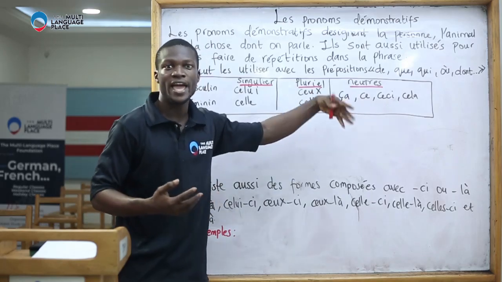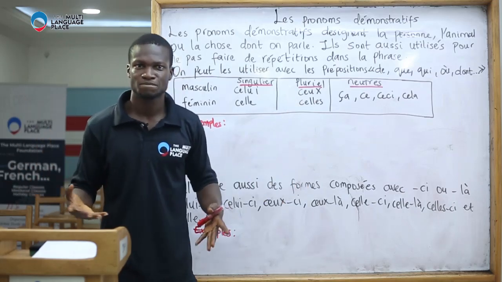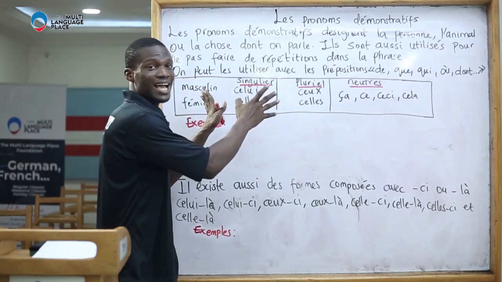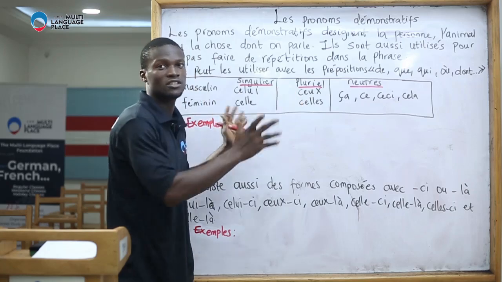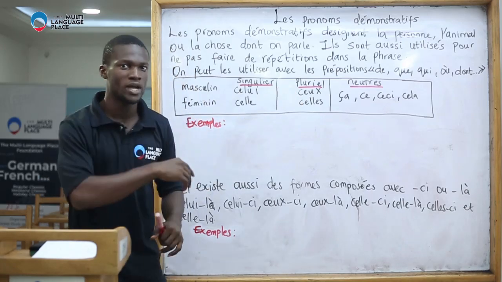So, ceci et cela. Ceci, cela, this, that. So, these are the demonstrative pronouns. And also, let's look at examples to show what we are talking about.